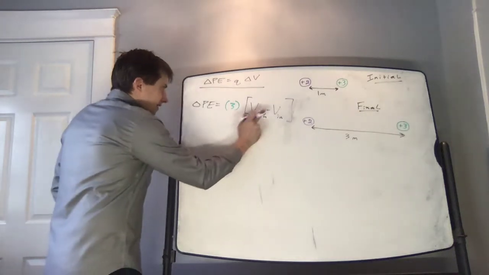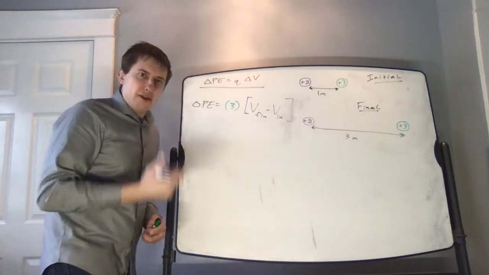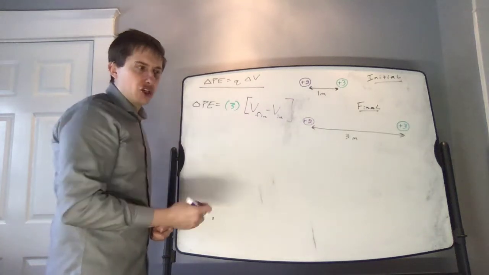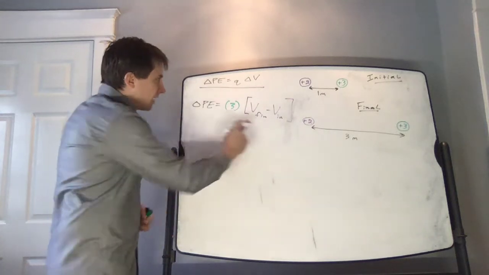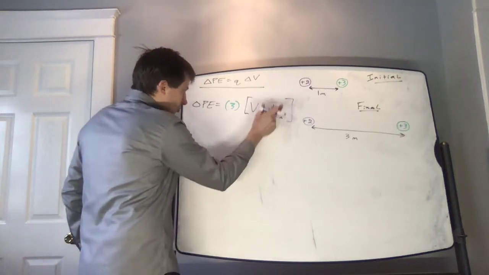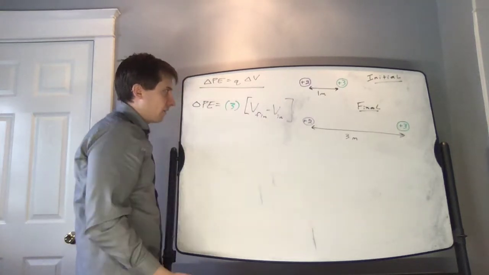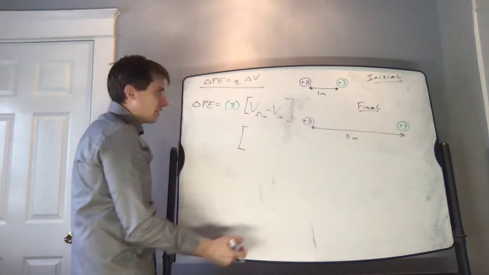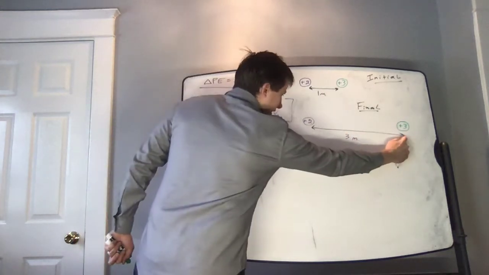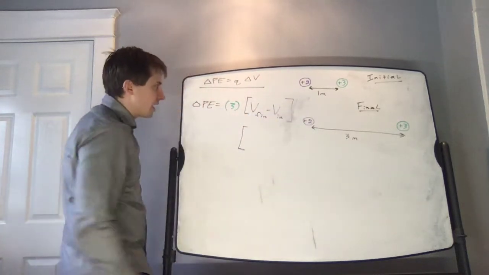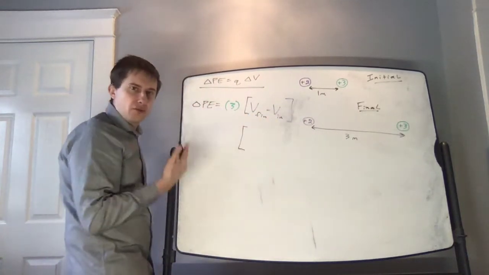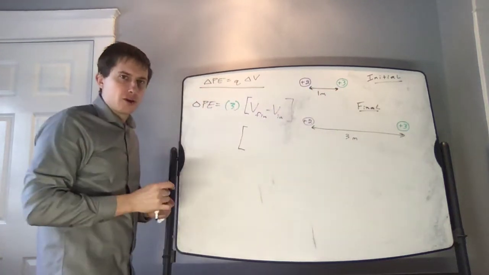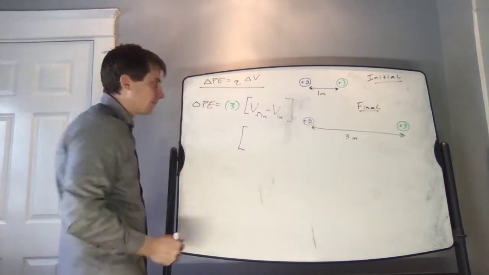Now, as I said, V final and V initial are evaluated at the initial and final location of the charge that moves, but V final and V initial are created by, or due to, the charges that are not moving. So V final will be the value of the electric potential 3 meters away from the plus 2 charge. V initial will be the value of the electric potential 1 meter away from the plus 2 charge. The plus 2 charge is not moving.